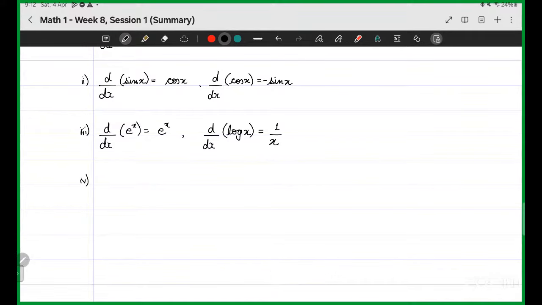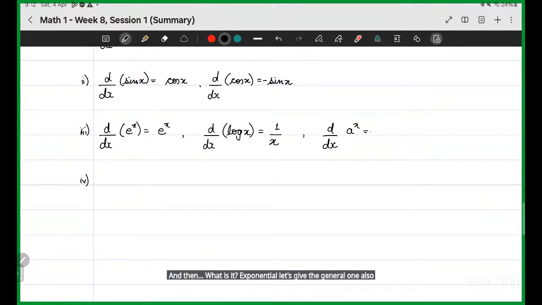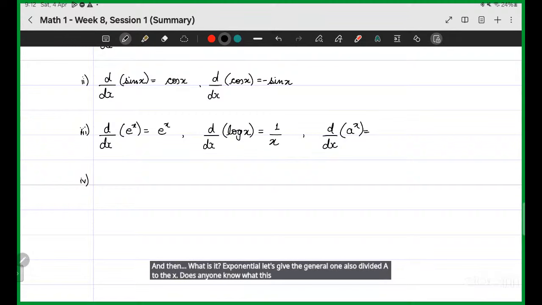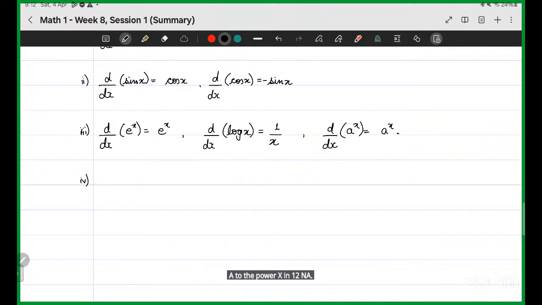And then what else is there? Exponential, let's give the general one also. D by dx of a to the x. Does anyone know what this is? A to the power x into ln a. Natural logarithm of a.